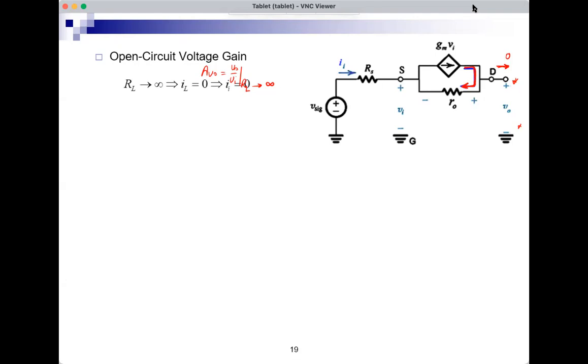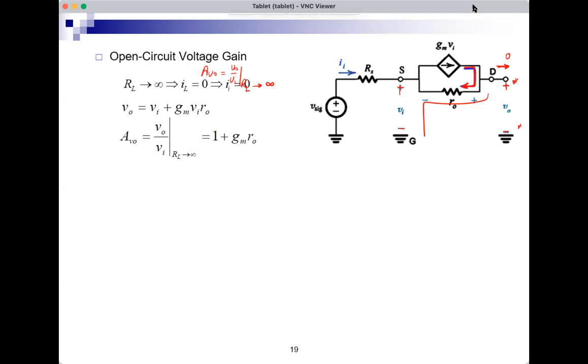Because RL goes to infinity, there's no current in the load. And VO will be, by KVL, VI plus GMVI RO. So the voltage here would be this voltage plus this voltage: the voltage across RO, which is the current in RO times RO, so GMVI RO, plus the voltage VI from here to here. So VI plus GMVI RO. And that gives me a nice expression for AVO: 1 plus GM RO.